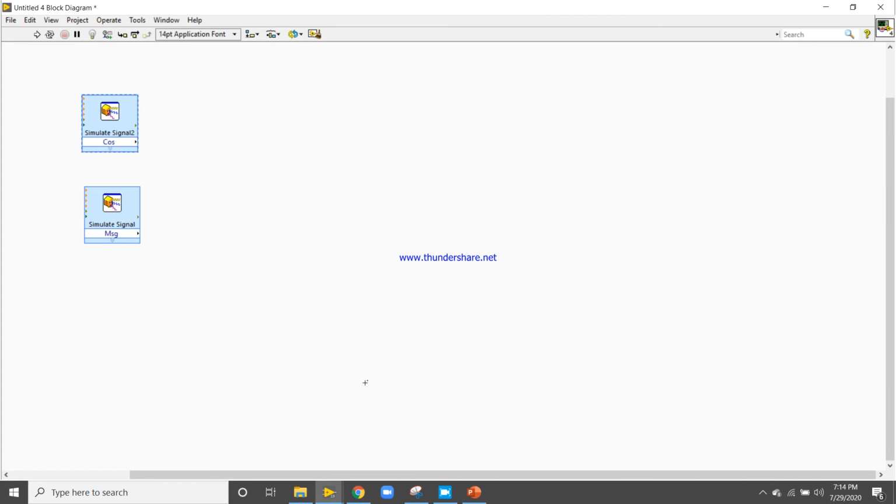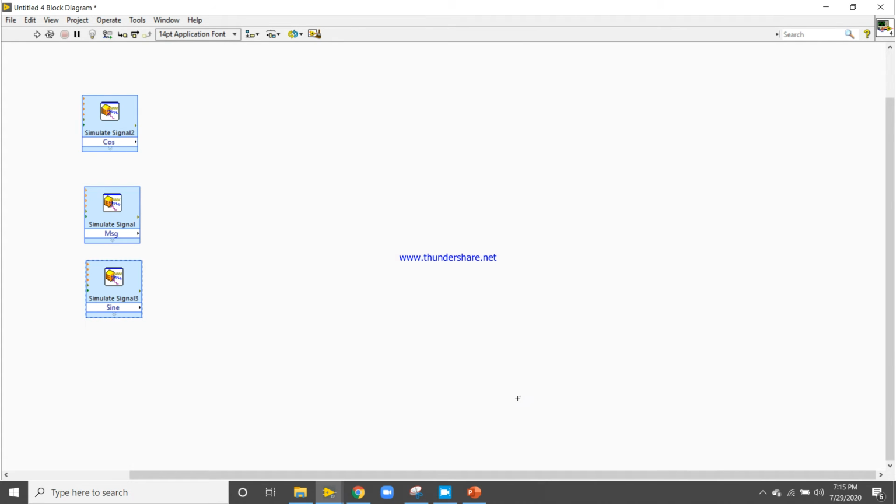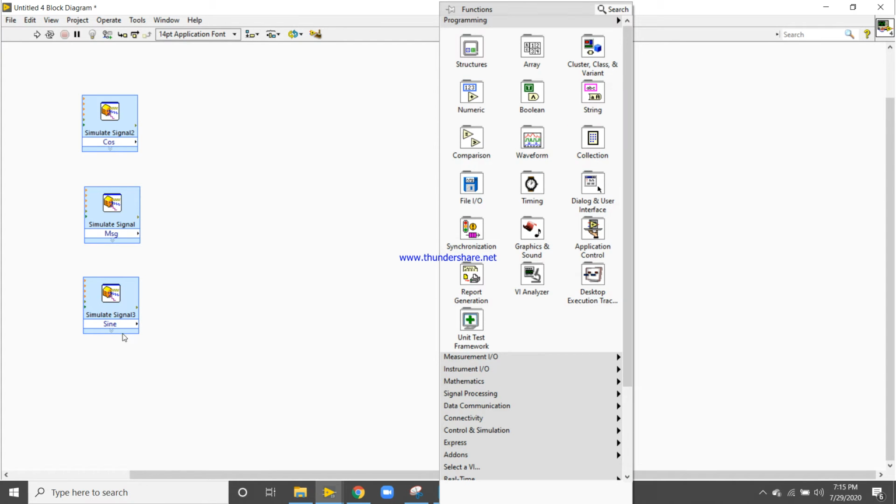Okay, carrier. I need one more, that will be a sine. Just change this one, 0 degrees, sine. Sine, done. Now both the components, our message signal and carrier, are ready.